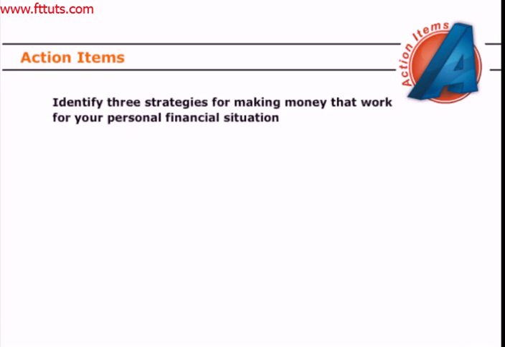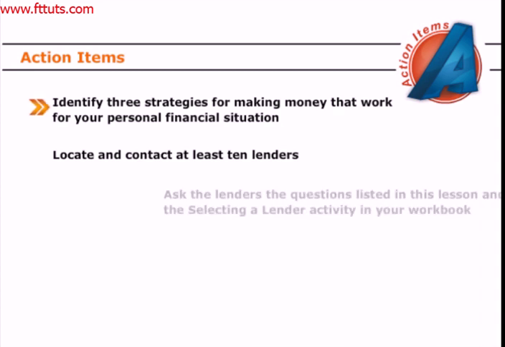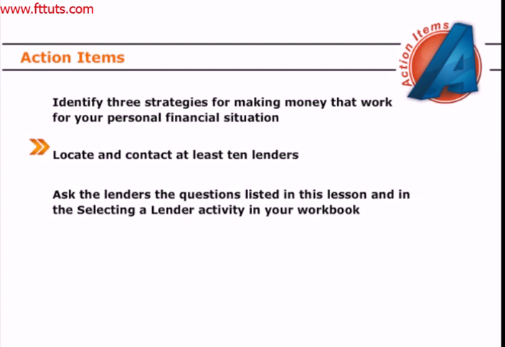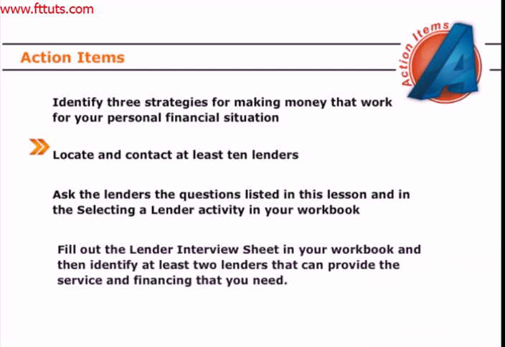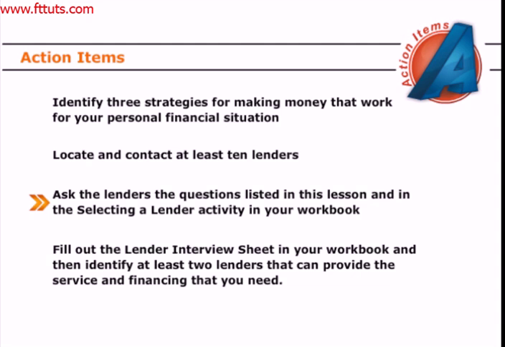1. Identify 3 investment strategies that work best with your financial situation. 2. Locate and contact 10 lenders to learn about loan products and what they may offer you as an investor. 3. Review the questions in this lesson and ask them to lenders you're contacting, and then fill out the lender contact activity in your workbook. And 4. Fill out the lender interview sheet in your workbook and choose 2 lenders you may want to work with in the future.